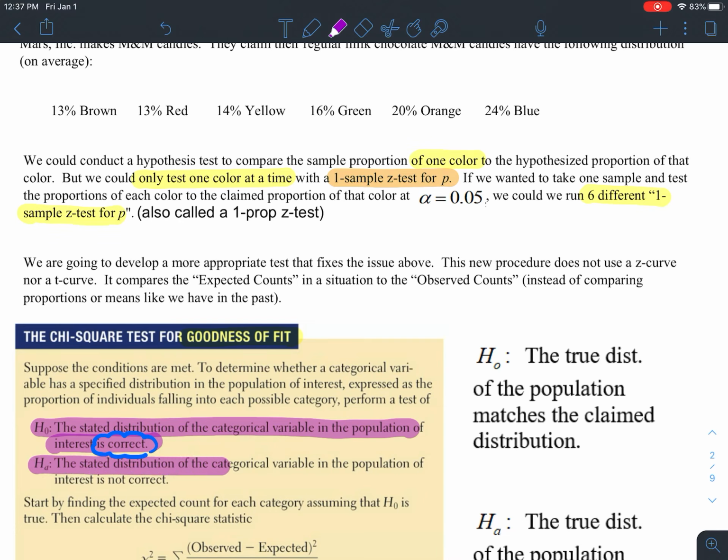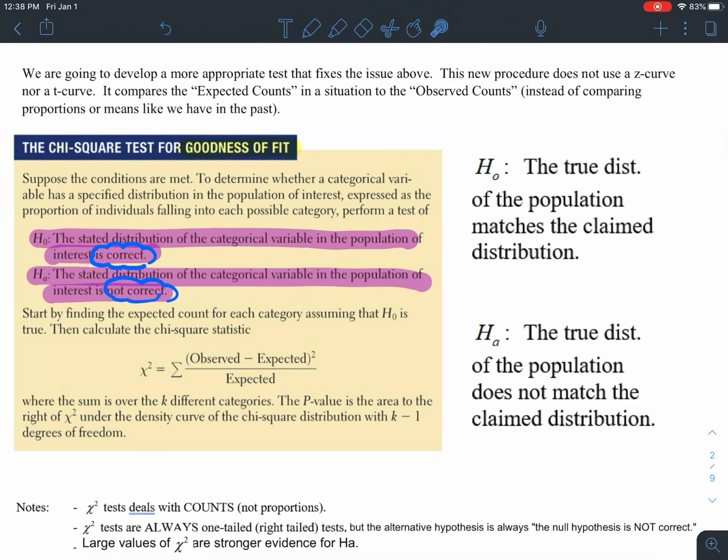And then the alternative hypothesis is basically saying that the stated distribution of the colors across the M&Ms is not correct. In other words, it's not these percentages that are being claimed. Another way of saying it is that the true distribution of the population matches what they're claiming it should be, and the alternative is that the true distribution of the population does not match what is claimed.